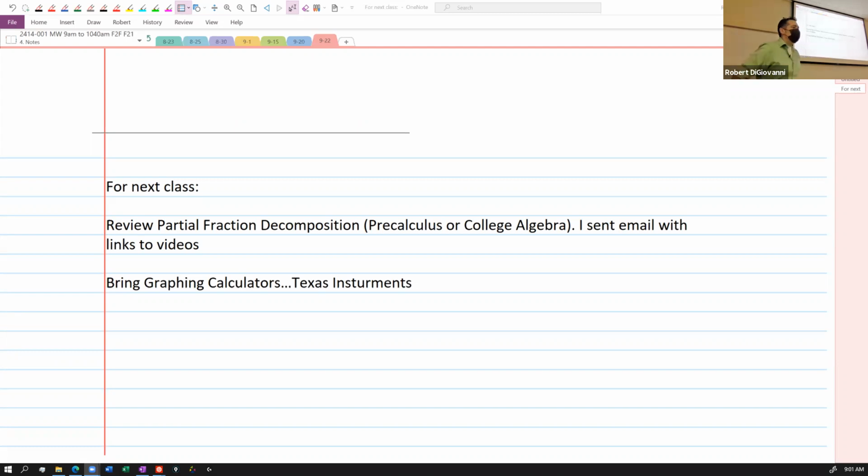The other thing is bring your graphing calculators. So how many of you do not have a Texas Instruments graphing calculator? Do you have a graphing calculator or you just don't have a graphing calculator? You don't own one at all? Hey, Professor, I have a question about that. Okay, hold on at home. You have an app on your phone.